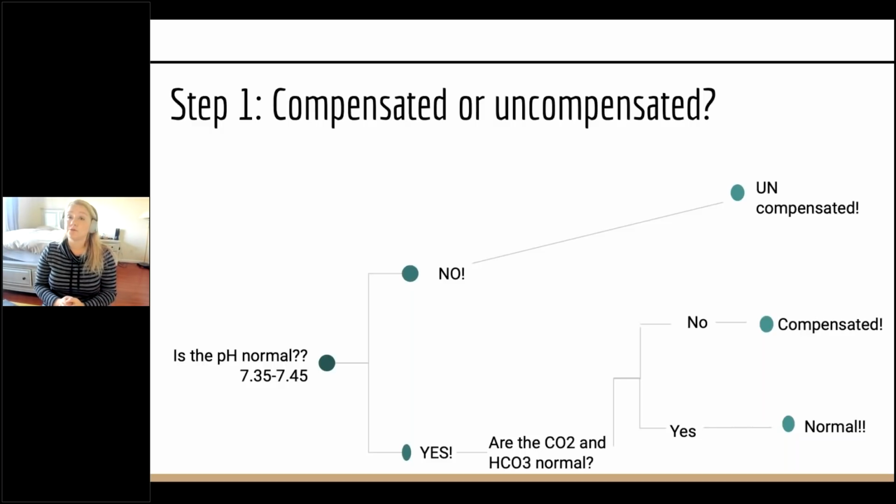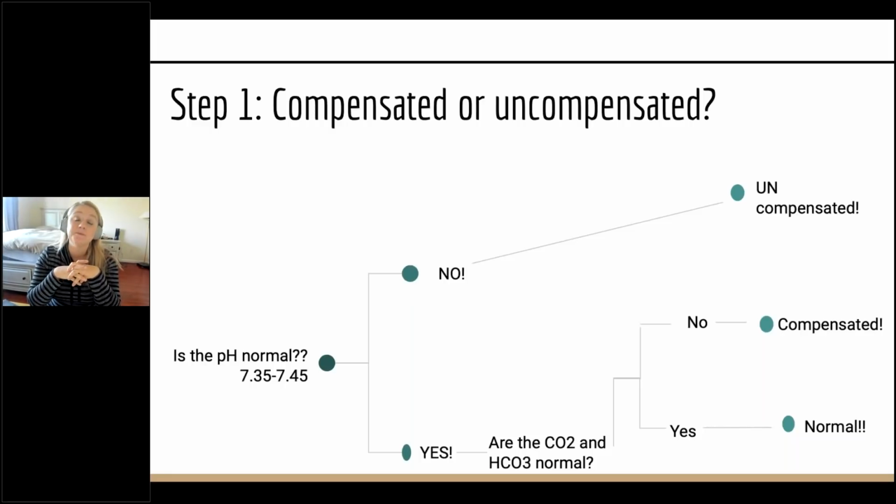What I want you to do is look first and foremost at the pH. Is it 7.35 to 7.45? If it's normal, you say yes, okay, maybe it's 7.37, okay, that's a normal pH. Then, following that train on the bottom, I want you to look over at the CO2 and the bicarbonate. Are they normal? Okay, yeah, that bicarb is 24 and the CO2 is 40. Okay, normal, normal, normal. This is a normal arterial blood gas, okay?